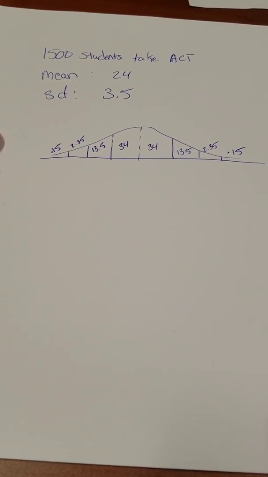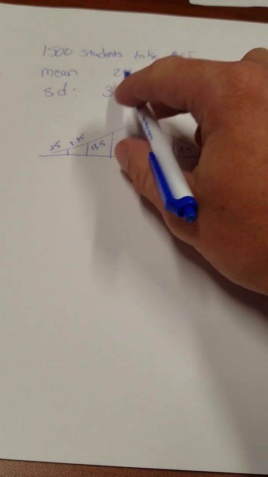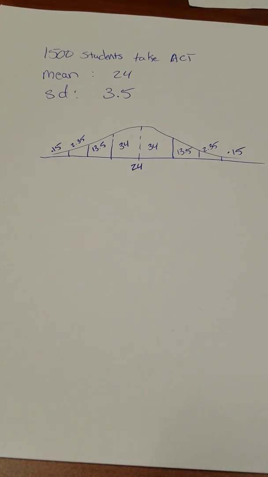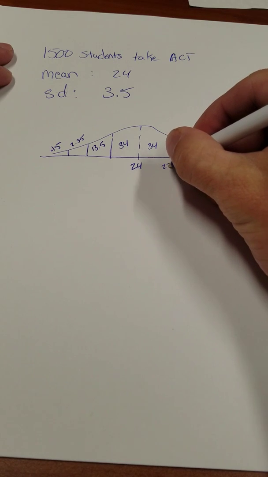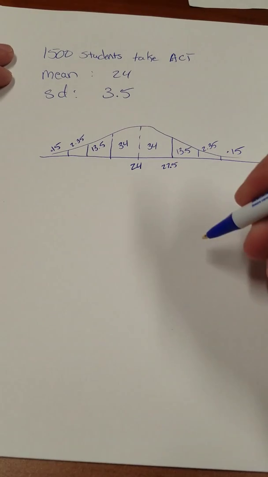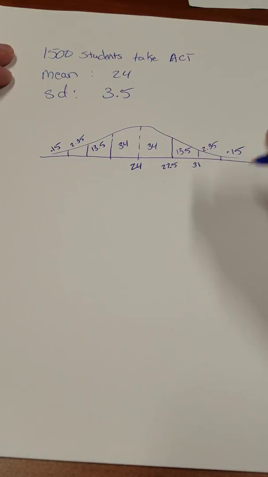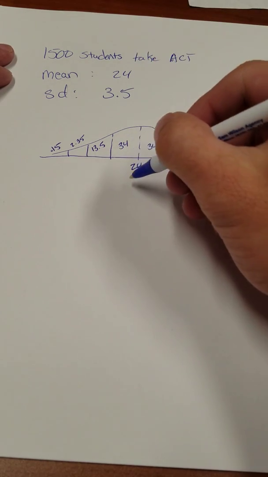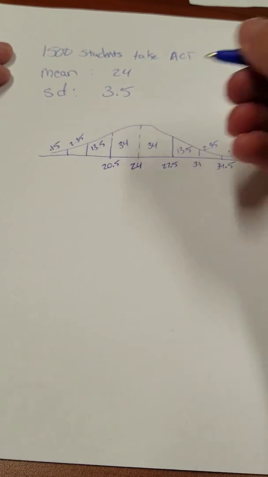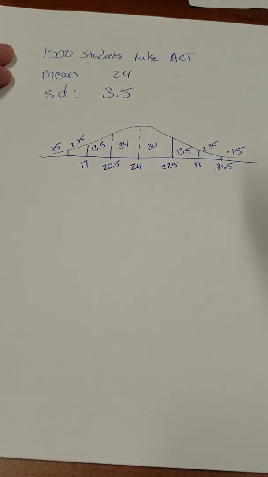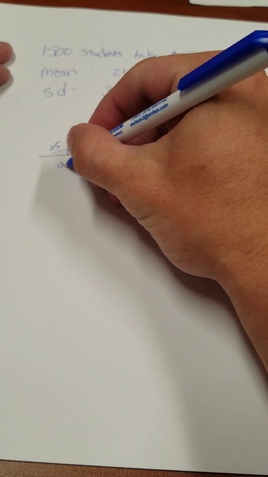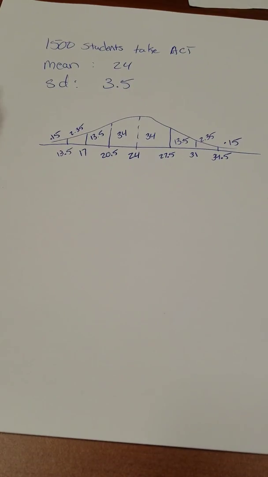Now, we have all those pieces. Everything's there. The mean goes in the middle. That's a 24. Okay? Now, the standard deviations. Going this way, we're adding because it's a positive side. So this line's a 27.5 because that's one standard deviation. Add another 3.5, we're at 31. Add another 3.5, we're at 34.5. Go the other way, subtract it. So this is 20.5, 17, and then 13.5.